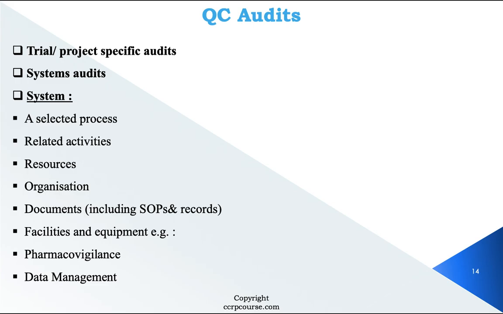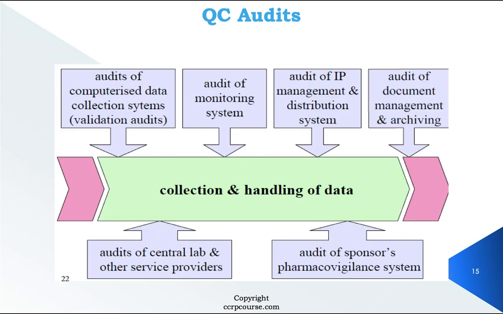Now you also have the trial and project-specific audits. System audits cover a selected process, related activities, resources, organization, documents, facilities and equipment, pharmacovigilance, and data management. Now you have the QC audits.